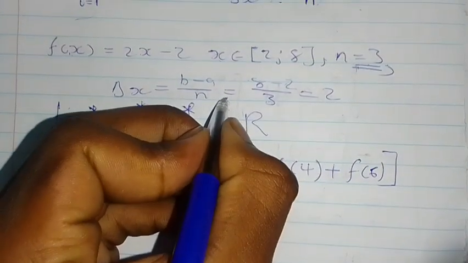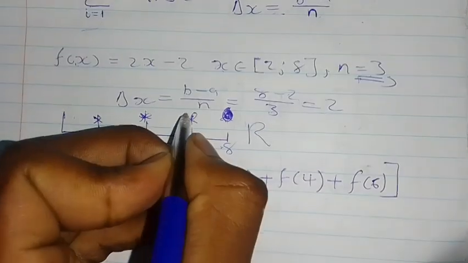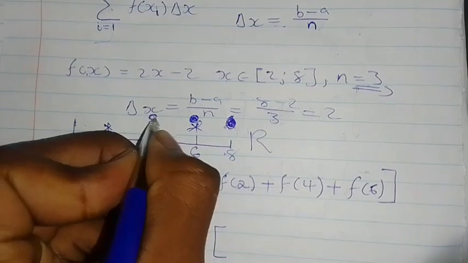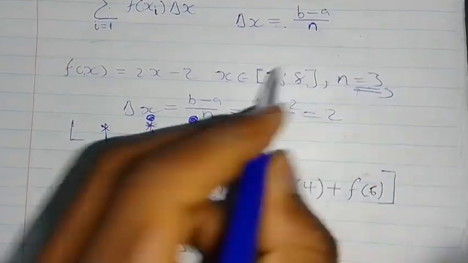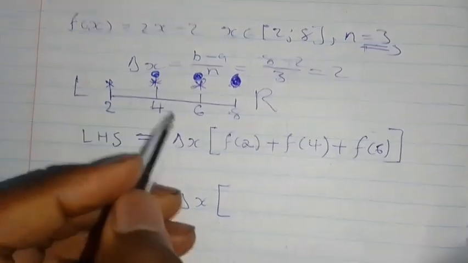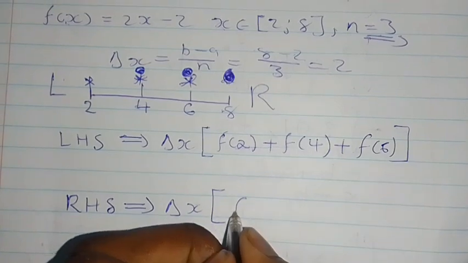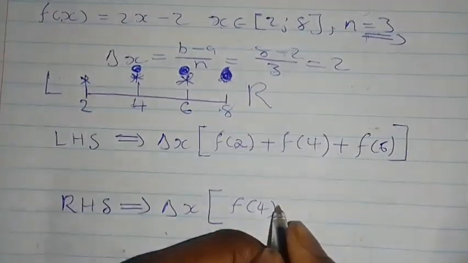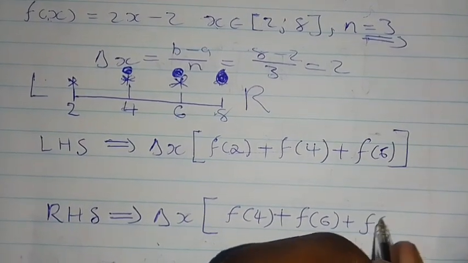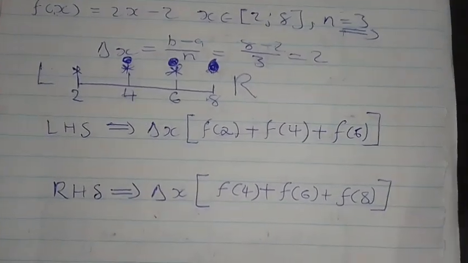Let me just use this instead. You're going to have f at 8, then f at 6, then f at 4. And that's where you stop because it's 3. Then you can start here, since you want to put things in numerical order for some reason. Then you'll have f at 4 plus f at 6 plus f at 8. And that's the right-hand sum.